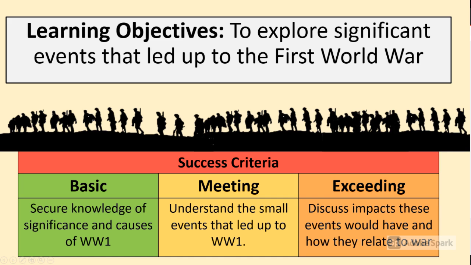Our learning objective for lesson 2 is to explore significant events that led up to the First World War. To do a basic success criteria, you have to have secure knowledge of significance and causes of World War I. To meet the success criteria, you have to understand the small events that led up to World War I. To exceed the success criteria, you have to discuss the impacts that these events would have had and how they relate to the Great War.